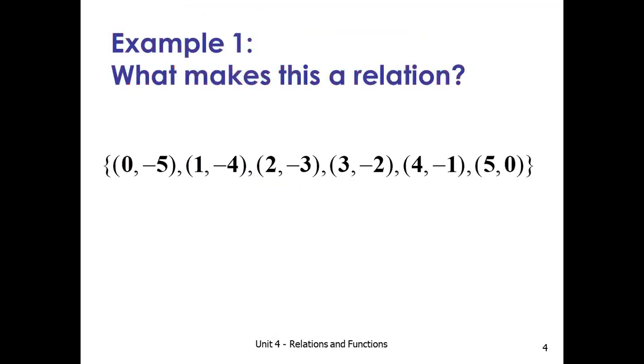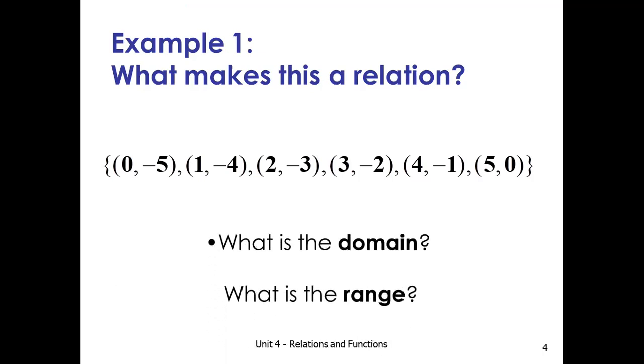So we have this first example. What makes this a relation? We are given the following set of coordinates: (0, -5), (1, -4), (2, -3), (3, -2), (4, -1), and (5, 0).